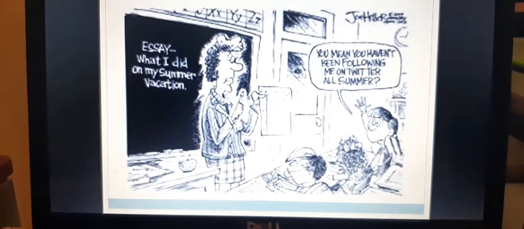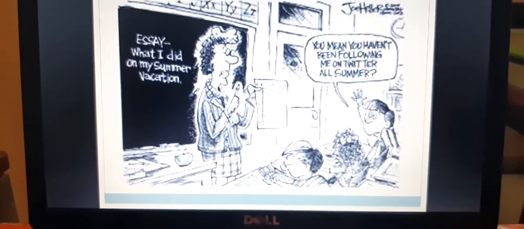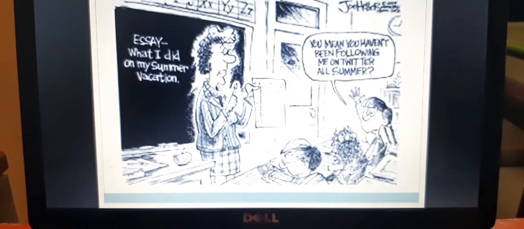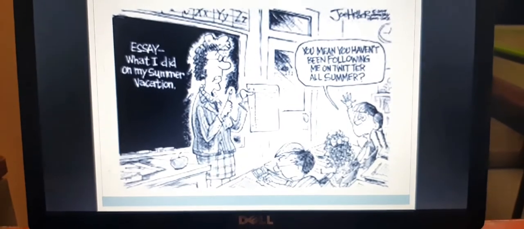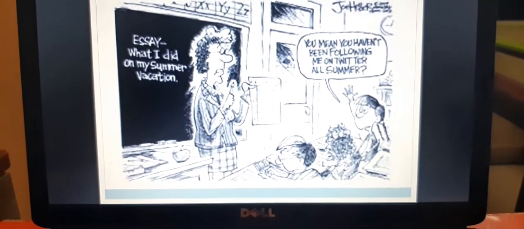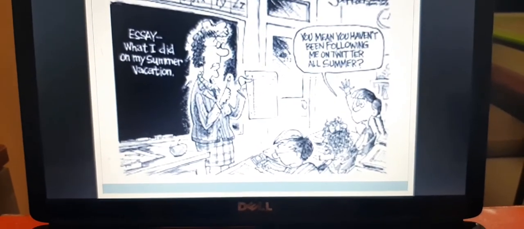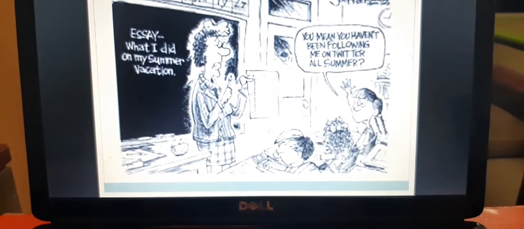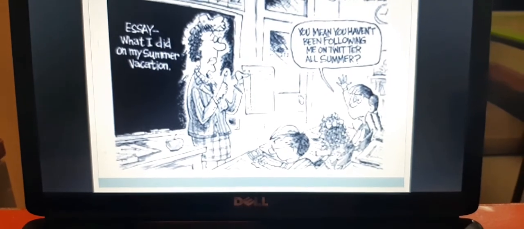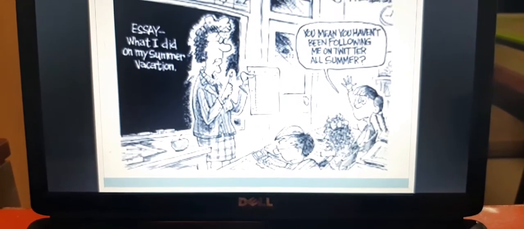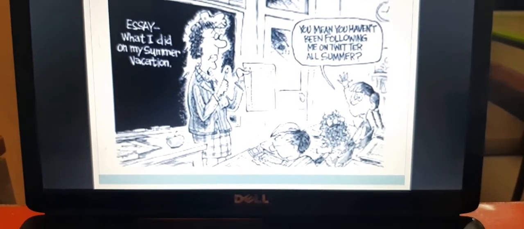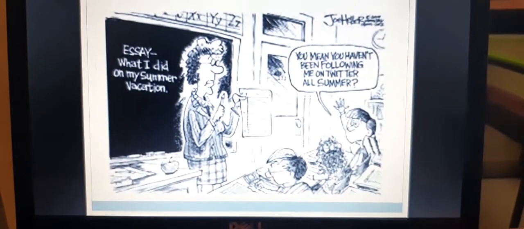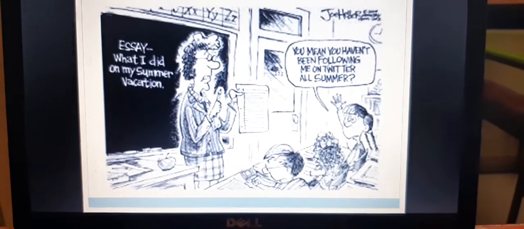Yes, what is this cartoon about? You may tell that it is about a classroom. What else could you describe about this picture? It will be that the teacher has given them a homework of essay writing where the topic is what I did on my summer vacation. And what is this girl doing? Why is she raising her hand and what is she saying? You mean you haven't been following me on Twitter all summer?